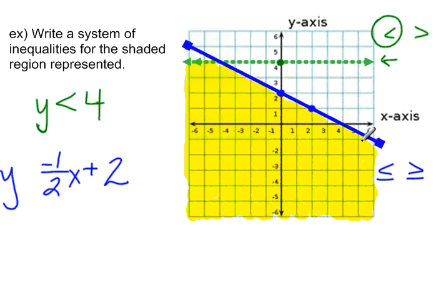Now let's look at the shading. Is it shaded below the blue line or is the shading above the blue line? And I think you guys would agree with me that it is definitely shaded below the blue line. So below is less than. So we have a less than or equal to symbol here. This is the system of inequalities represented by this picture. Y is less than 4 and y is less than or equal to negative 1/2 x plus 2.